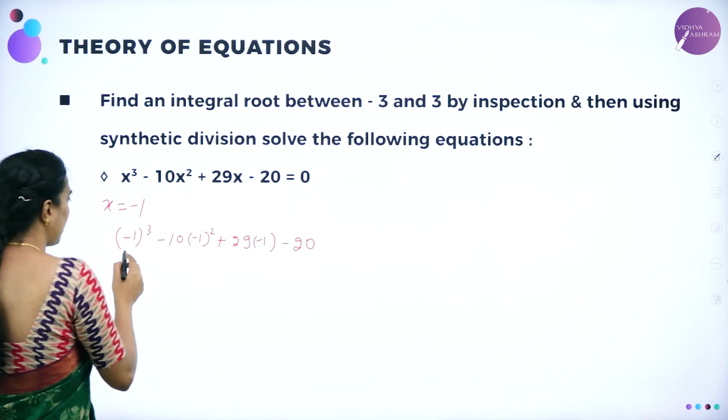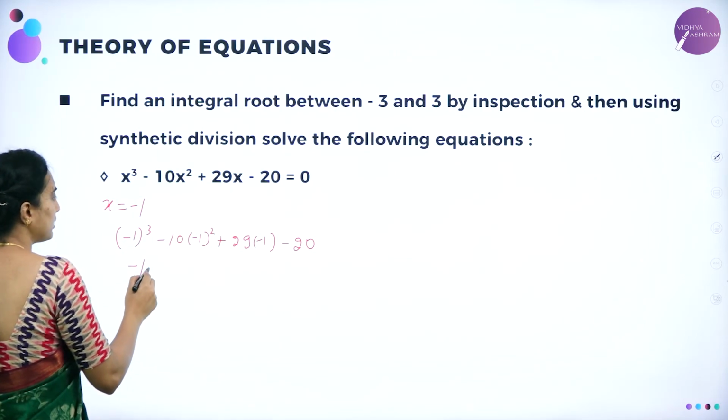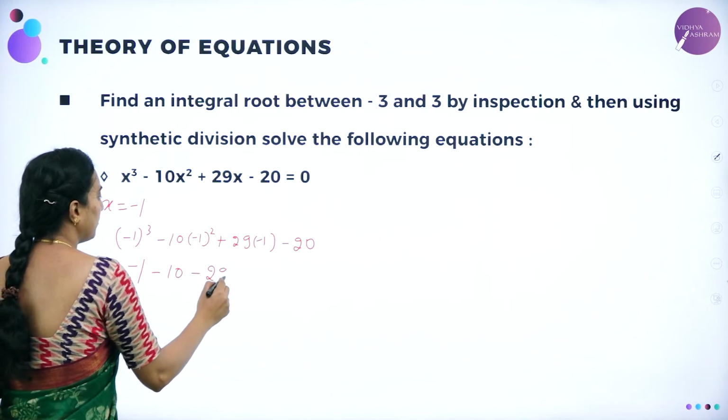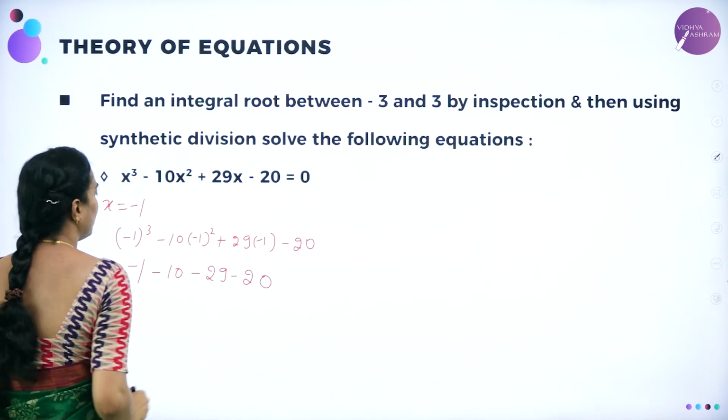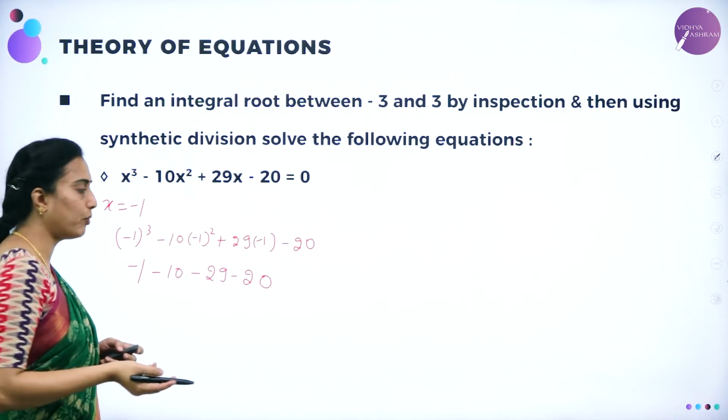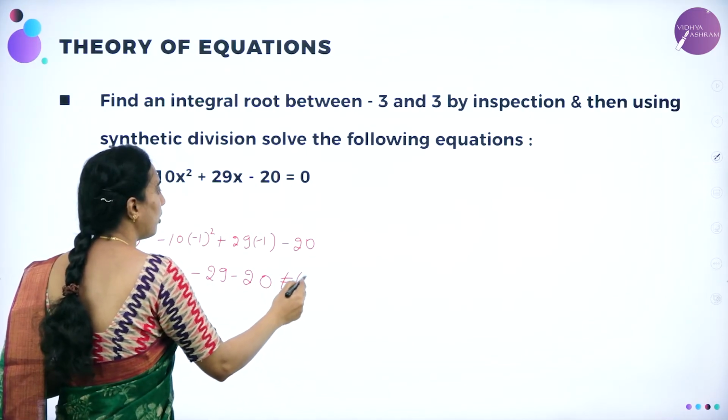Let me check this after solving. Minus 1 whole cube is minus 1. Minus 10 into 1 squared is minus 10 only. Minus 29 minus 20. Now is this equal to 0? Never, because all are negative. There is no positive. So not equal to 0, obviously.